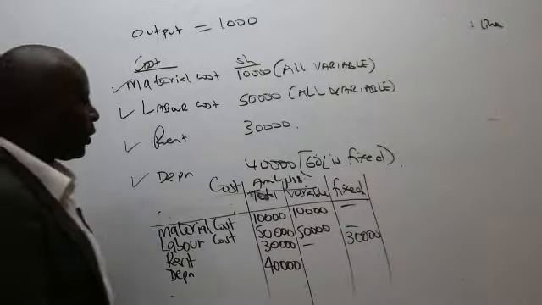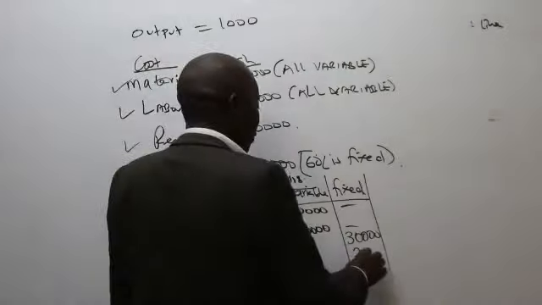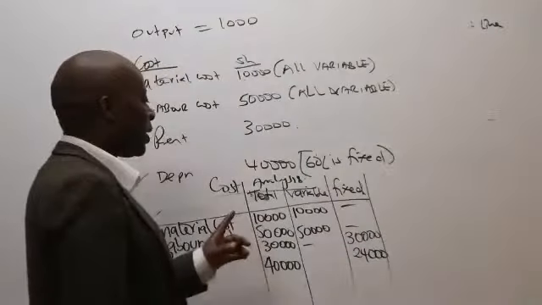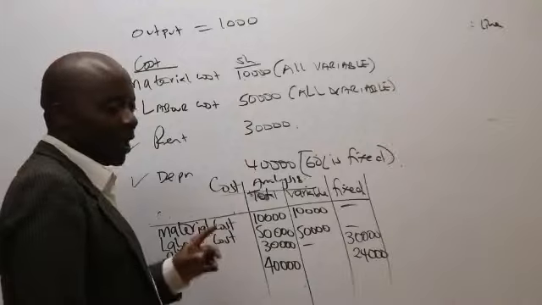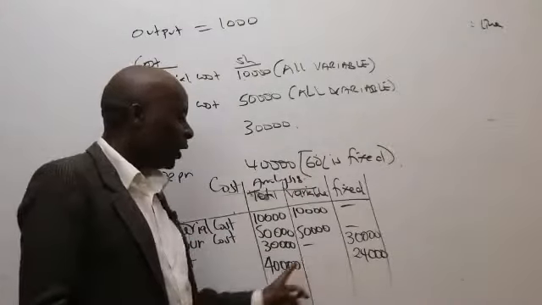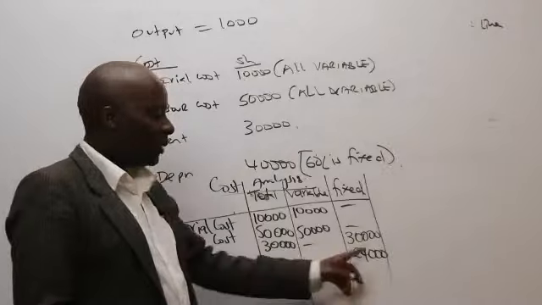This will give us 24,000. Thank you very much. So that means that if 60% is fixed, 40% is variable, or rather the balancing figure here. You can also work it out as a balancing figure.